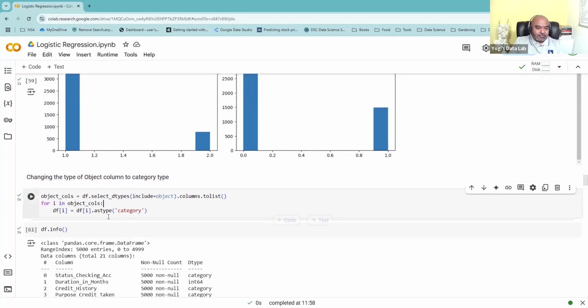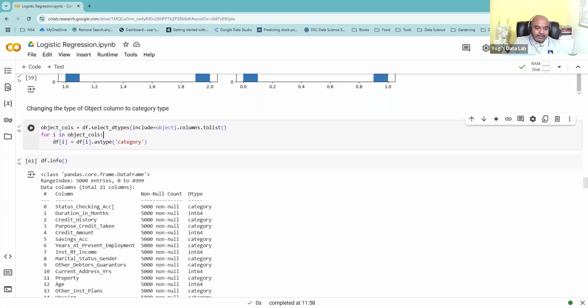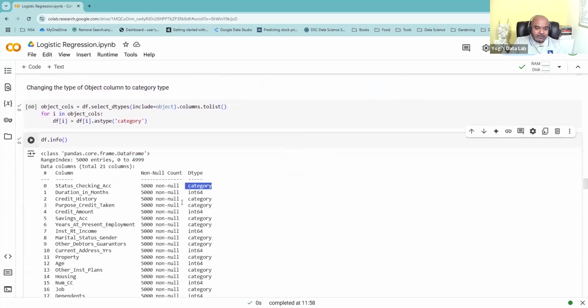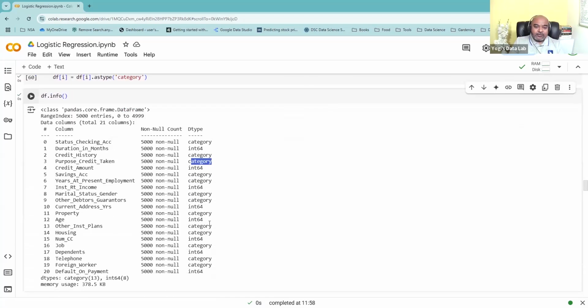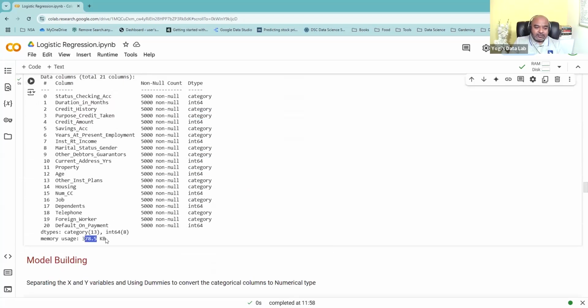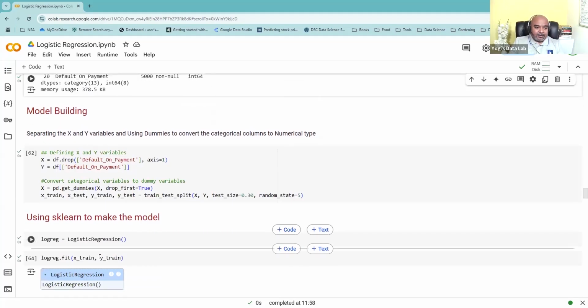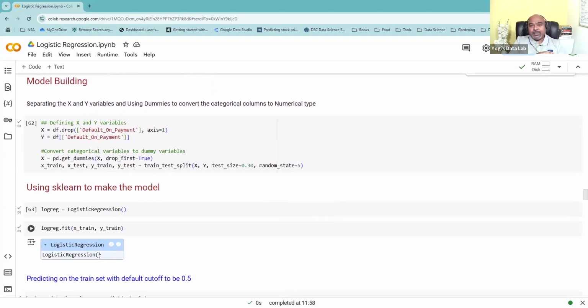Here I am converting the objects into categories, which you can see has been converted here. The reason we convert object into category is that the data size becomes manageable. It becomes a bit smaller and the processing becomes a bit faster when you're handling it as category rather than object. This is a basic step which we do in every machine learning problem. Now let us concentrate more on the model building.